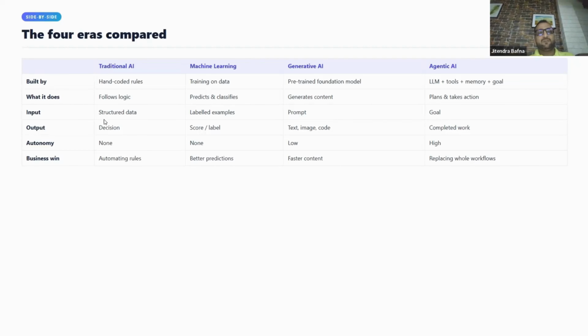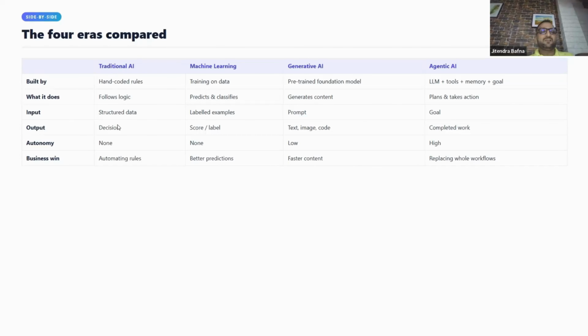So input will be structured data for traditional AI, labeled data for machine learning. For generative AI, it's a simple prompt in natural language. So you can write the prompt in natural language. For agentic AI, you can give a goal, right? For example, I want to create a case in ServiceNow that my television is not working, right? Or some kind of goal you need to define basically.